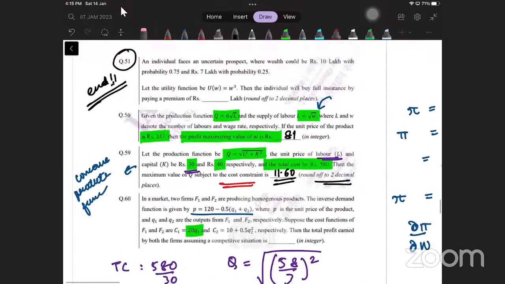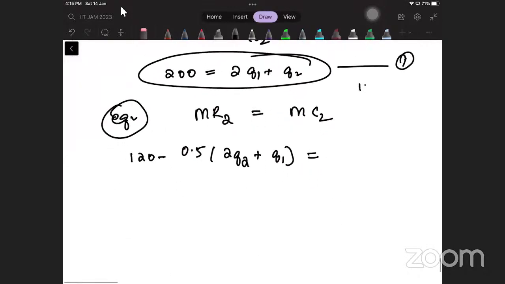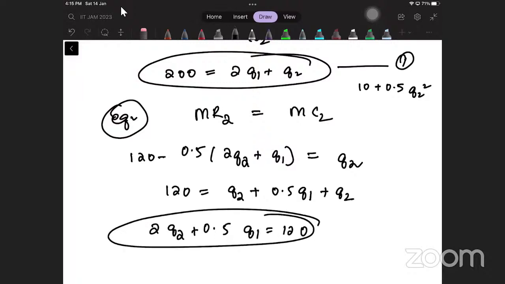What will that be? So total cost is given as 10 plus 0.5 Q2 square. So marginal cost ke liye just differentiate this. After you differentiate this, you're going to get Q2. So if you solve this, you will get 120 equal to Q2 plus 0.5 Q1 plus Q2. So you will get 2 Q2 plus 0.5 Q1 equal to 120. This will be your equation number 2.